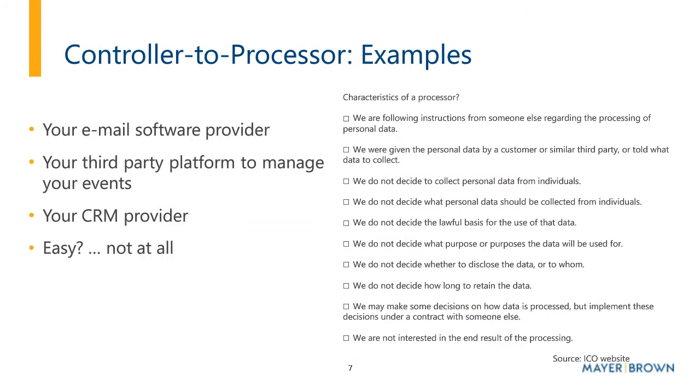So let's look now at practical examples of controller-to-processor relationships. It is not always easy to understand who is the controller and who is the processor in a commercial relationship. There are some obvious examples, like the ones listed in this slide. For instance, when you rely on an email software provider, you likely play the role of controller, and the email software provider plays the role of processor. Or you can identify a processor in the third party that manages your events. So each time your organization relies on a third party to run the registration process for your events, it is likely that the third party will play the role of processor. The same applies, for example, to the CRM provider, so the organization that manages the database for your organization.